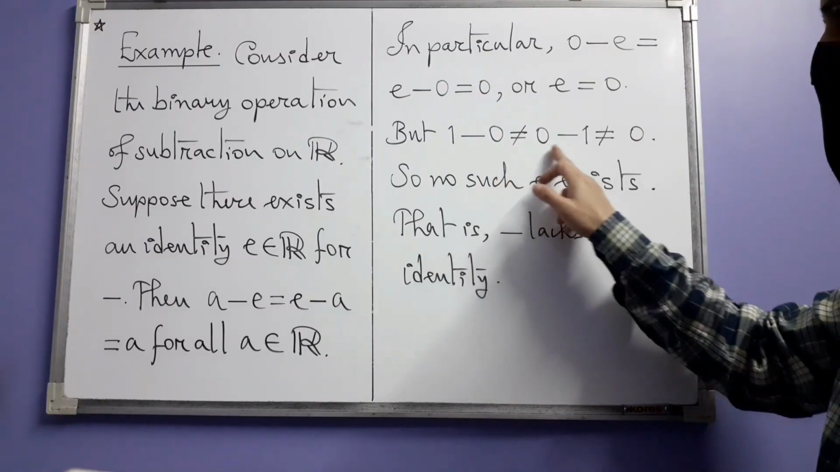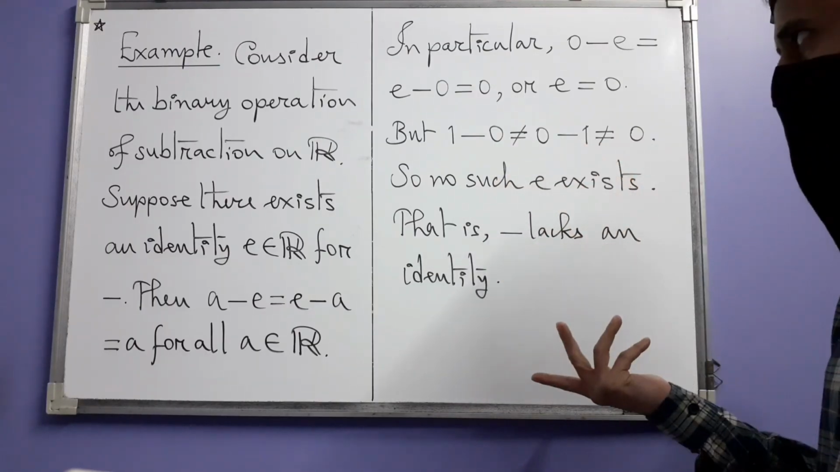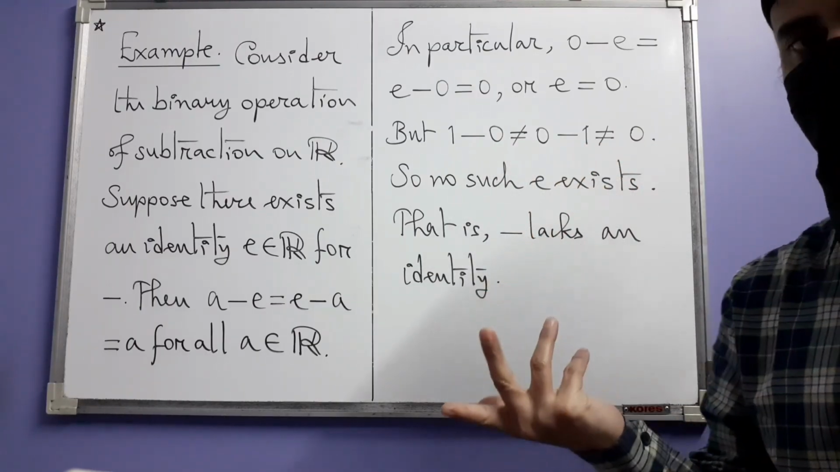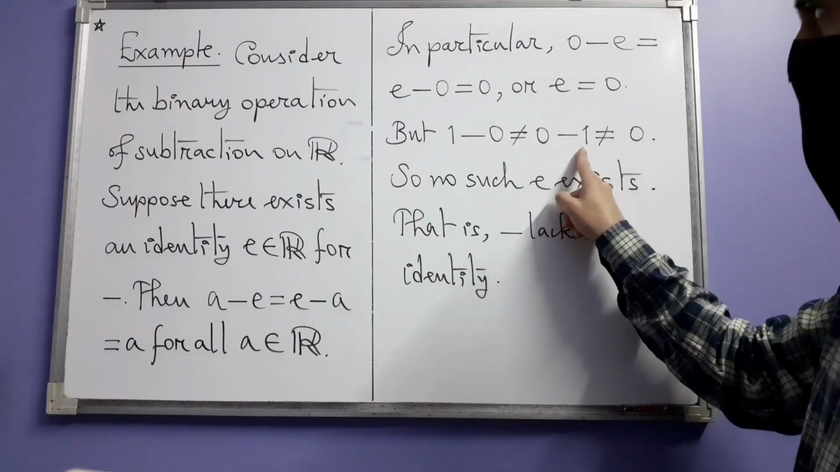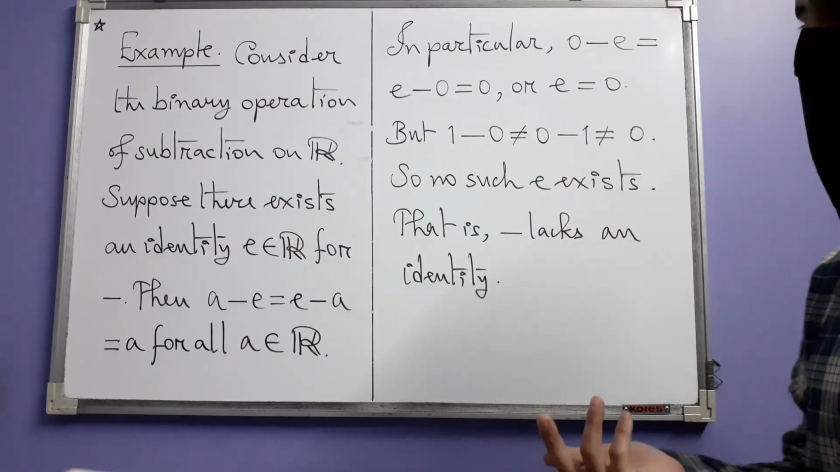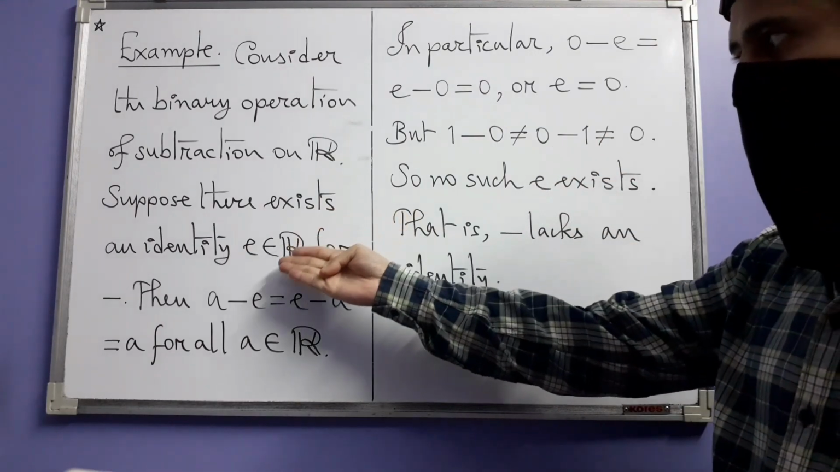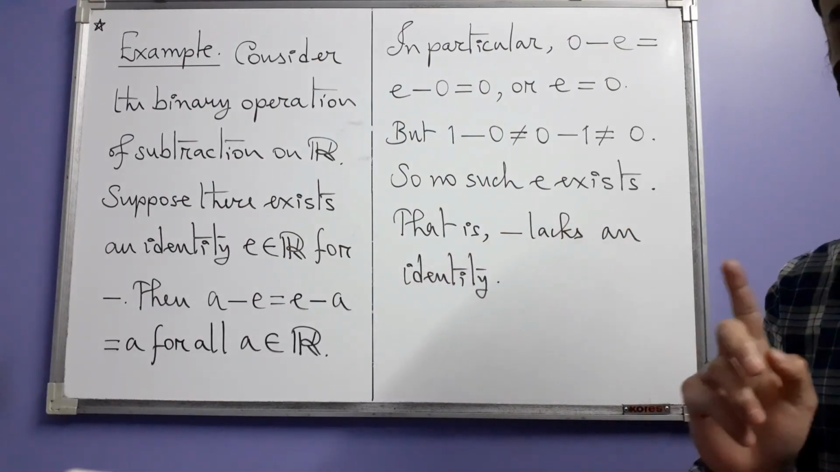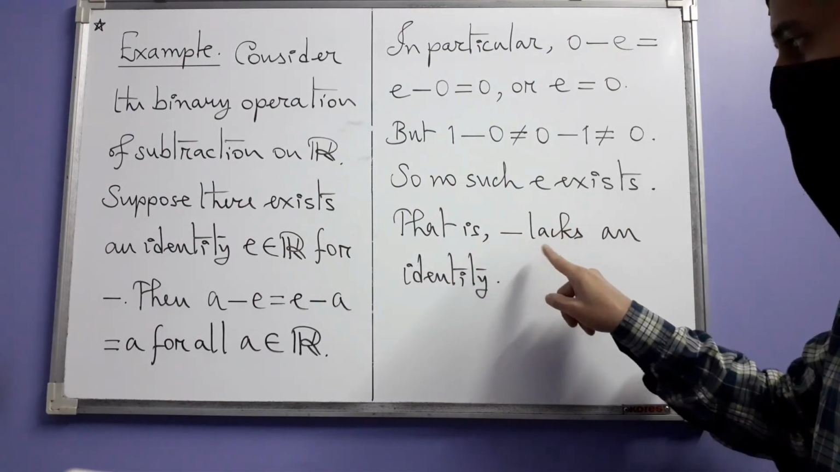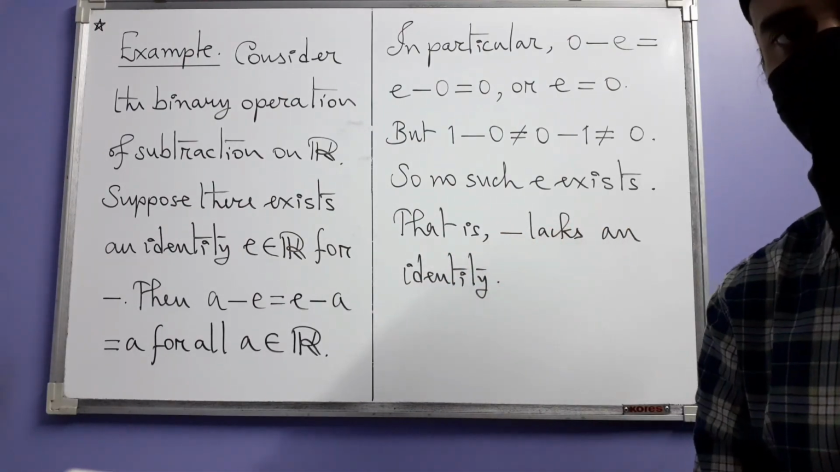In fact, you do not have equality anywhere. 1 minus 0 is not equal to 0 minus 1. 0 minus 1 is also not equal to 0. So that means actually no such element can exist. That is, subtraction lacks an identity element.